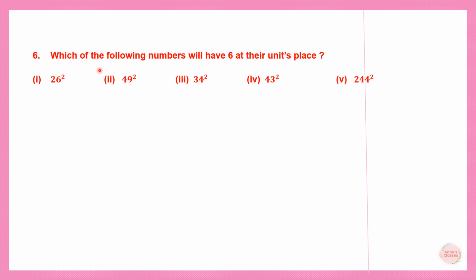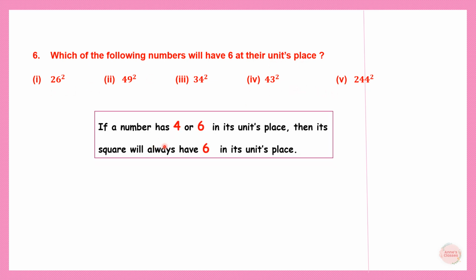Question 6. Which of the following numbers will have 6 in their units place? So we have all these numbers. Now if a number has 4 or 6 in its units place, its square also will have 6. So look for numbers that have 4 or 6 in its units place. Here there is 26. In the units place you have 6. That means the square will have 6. So that's the first answer. Second one, in the units place of 49, we have 9. It is not 4 or 6. So it will not have 6 in its units place.